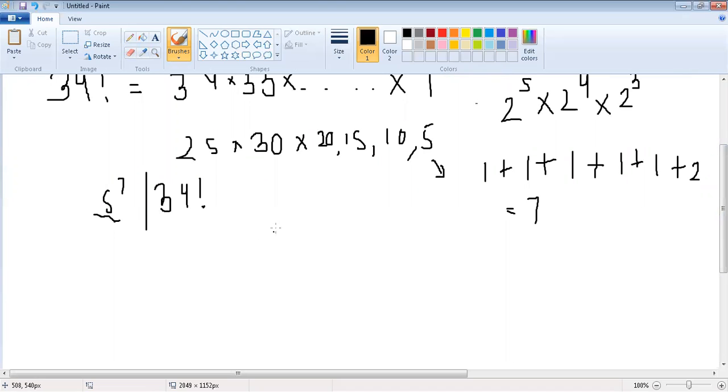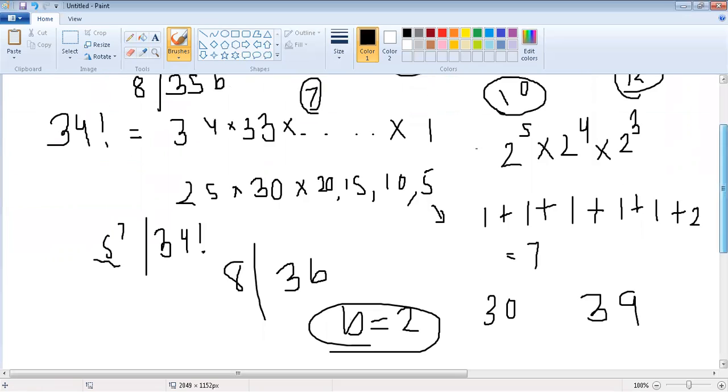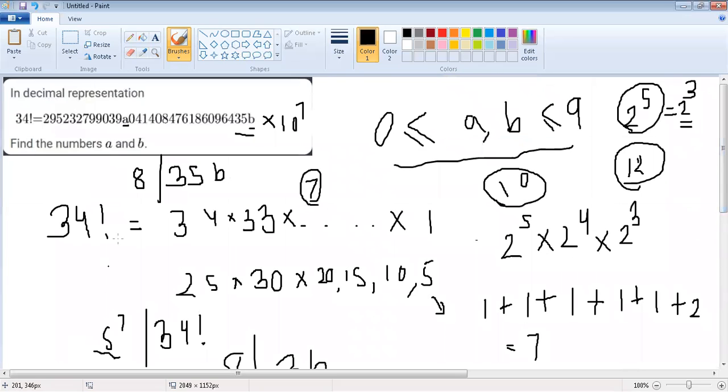So when 8 divides 35, we are left with the remainder 3, so 8 must divide 3b. We can clearly see we have only one option, that is b equals 2, and no other option is left, because only one multiple of 8 comes between 30 and 39, since 40 is itself a multiple. So the only option for b is 2. So b is found to be 2.